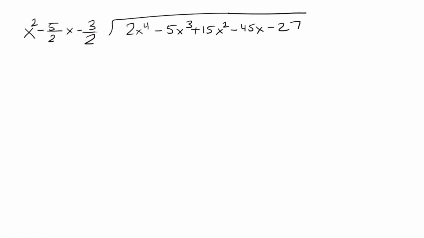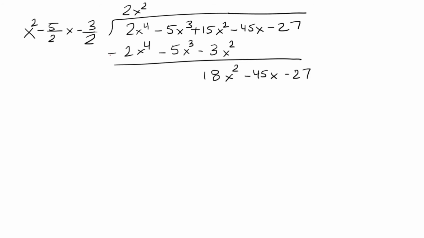So here we're going to do long division. Now with long division, you always want to make sure you pick the highest degree for both the function outside and inside. So for us, it's x squared and 2x to the fourth. So you say, okay, what do I need to multiply x squared to get 2x to the fourth? And that's clearly going to be 2x squared. So we're going to multiply 2x squared to both x squared, -5/2 x, and -3/2 to get 2x to the fourth minus 5x cubed minus 3x squared. And then we're going to subtract this whole quantity.